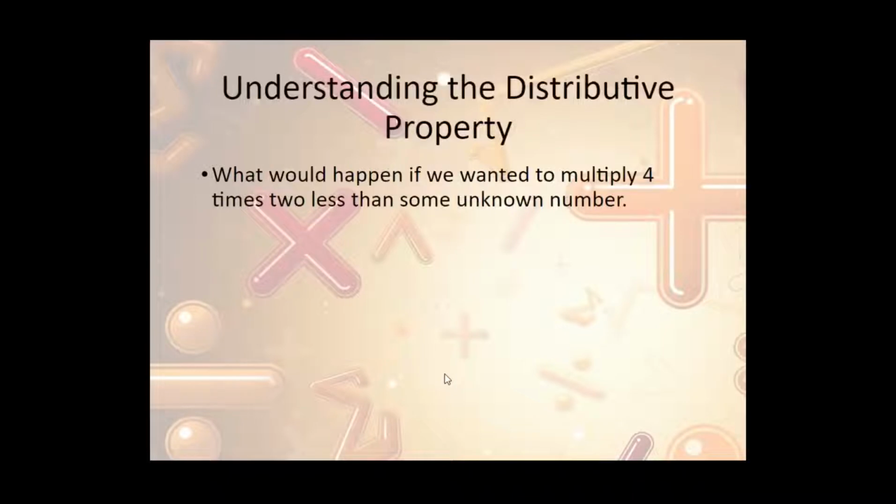So, distributive property. It says, what would happen if we wanted to multiply 4 times 2 less than some unknown number? So instead of just being 4 times x, we want it to be 4 times some grouping of a number. So in this case, x minus 2. So we write it just like this, 4 times x minus 2.